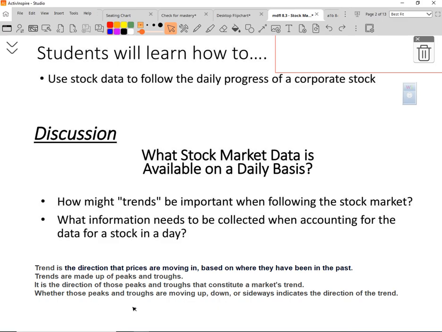It is the direction of those peaks and troughs that constitute a market's trend. So whether those peaks and troughs are moving up, down, or sideways indicates the direction of the trend. And you would generally pick a time frame, a period of time that you're going to describe that trend, right? Because almost all stocks are going to fluctuate over long periods of time.